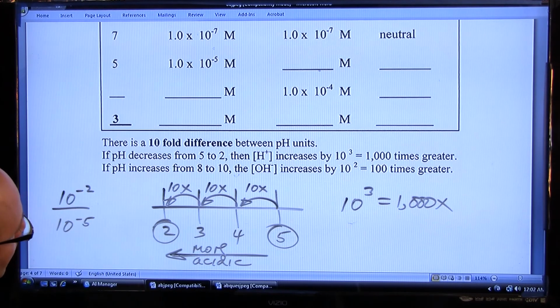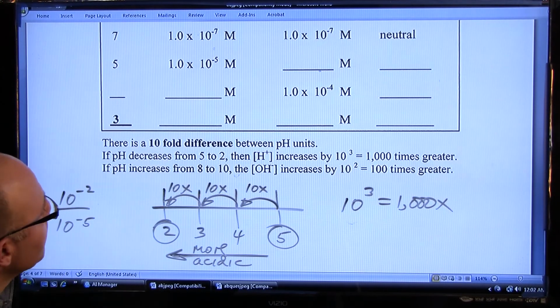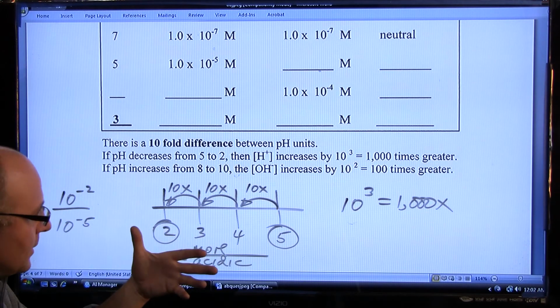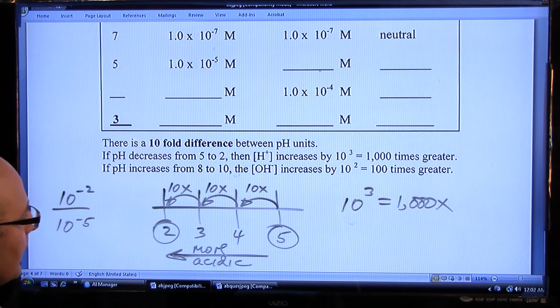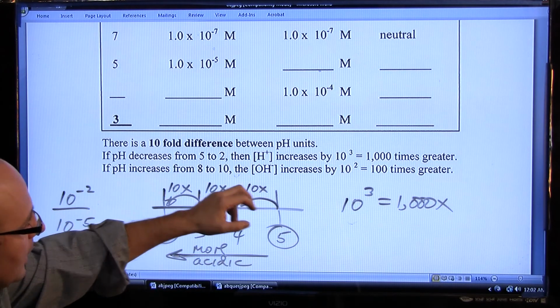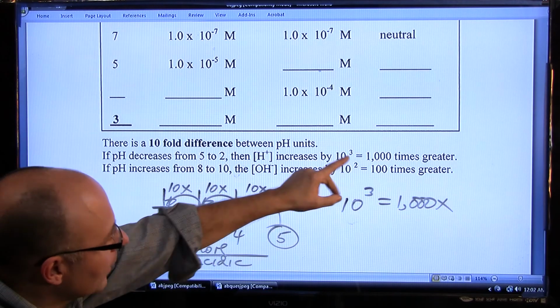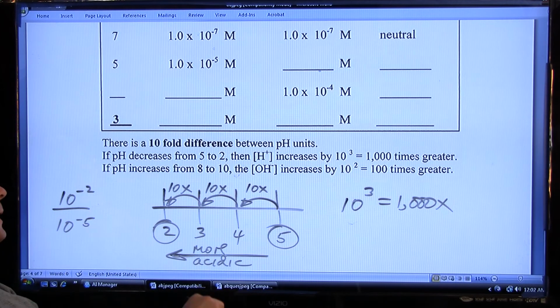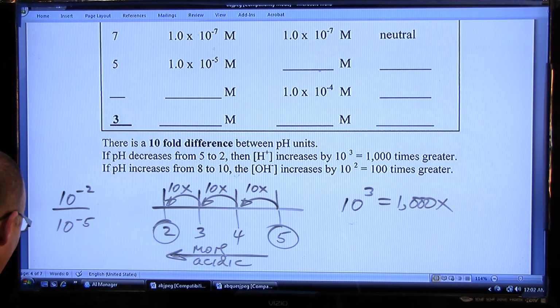Now, on the other hand, if you were to go up in pH from 8 to 10, now you're going for a solution that is more basic. You're increasing the concentration of hydroxide. And so the difference between 10 and 8 is 10 to the second power. It's 100 times greater, the concentration of hydroxide, as you go from 8 to 10.